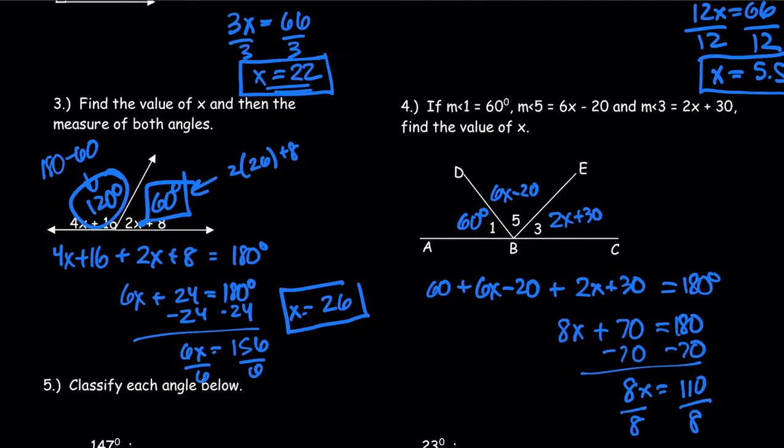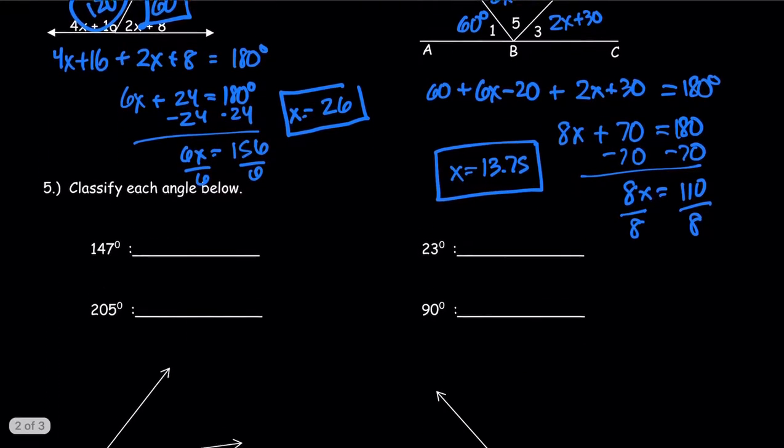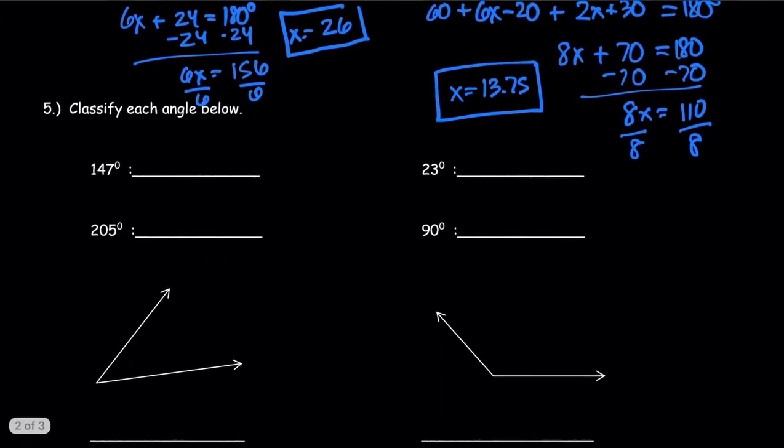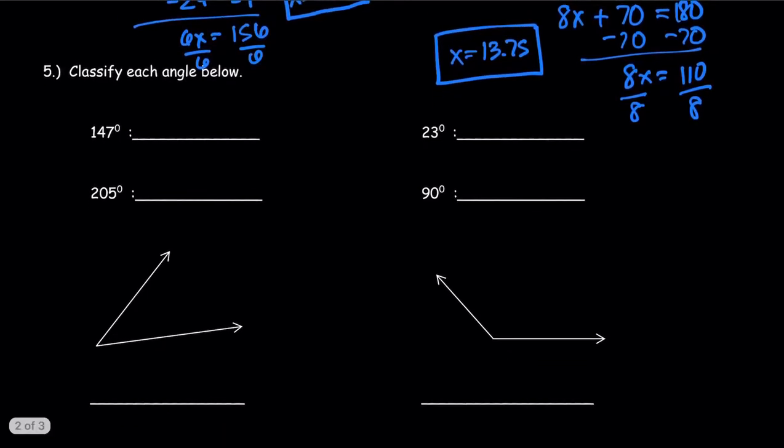110 divided by 8 is 13.75. So not every answer is going to be an integer. There are going to be times when we want to definitely use the calculator, and we'll have some decimals for our solutions. All right, next question. It says classify each angle below. I think this is one of the very first things we did in the unit. Acute, right, obtuse, reflex, and straight.